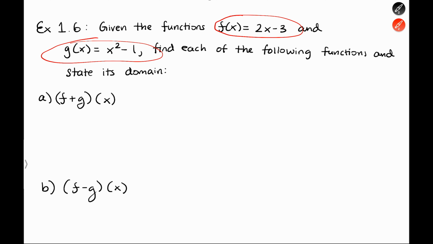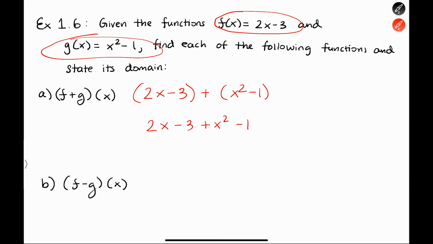So if we were to put these values in, so this is f of x, and then we have to add g of x to this. So by doing that, we get 2x minus 3 plus x squared minus 1. And so our final answer for f plus g of x is equal to x squared plus 2x minus 4.